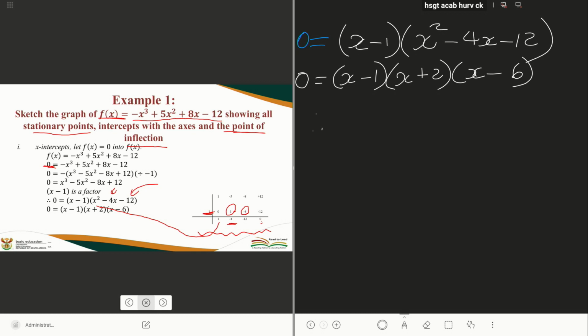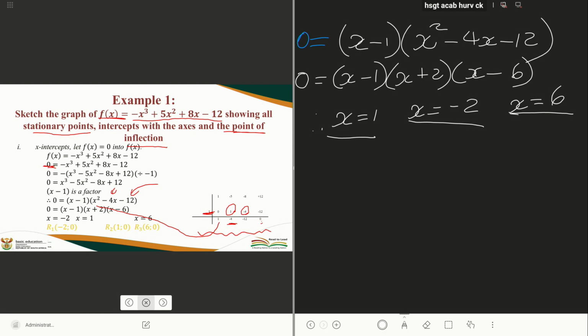Therefore, it's going to be x equal to 1, x is equal to negative 2, and then x is equal to 6. All right, so what you're going to see here, I put them in numerical order. The lowest number is negative 2, the second one is 1, and then the last one is 6. So what do we get now from this? We now have our x-intercept there.